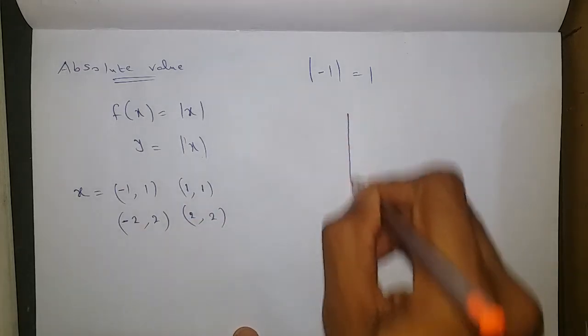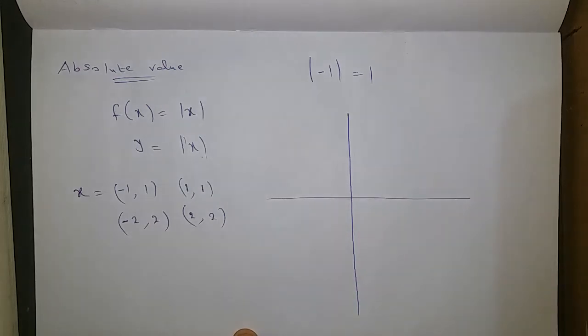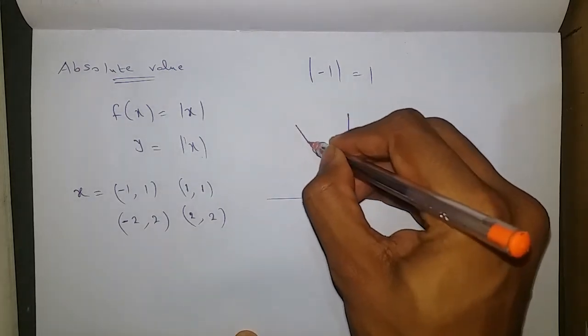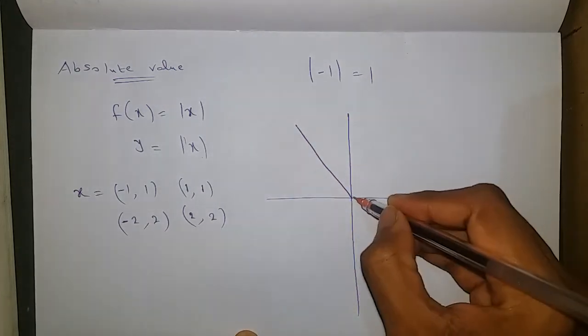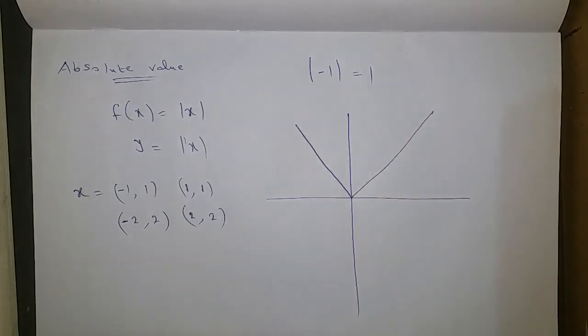Now if we draw the graph for this absolute value function, we will get a straight line and again like this. This is the absolute value function.